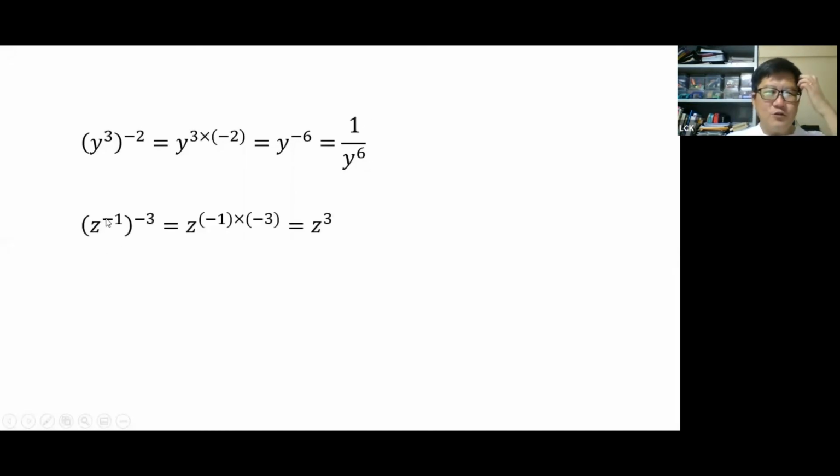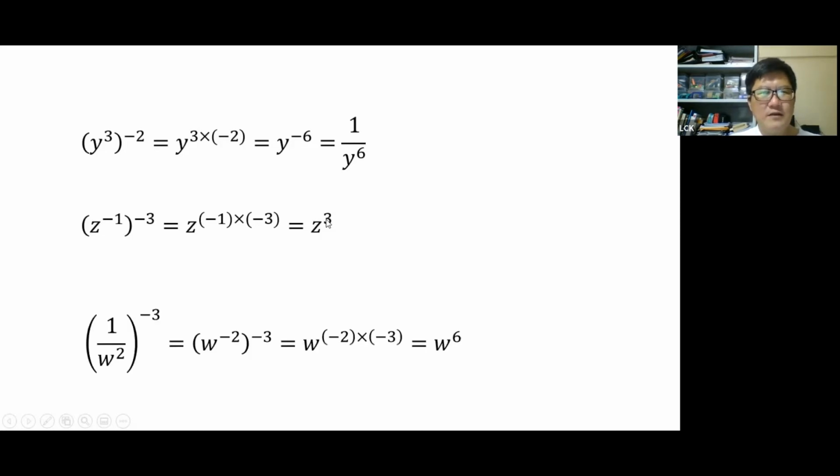Z to the power of minus 1 and the whole thing to the power of minus 3. And that's minus 1 times minus 3, and that's z to the power of 3. Simple. So you can see how fast this is. Now 1 over w squared and the whole thing to the power of minus 3. And 1 over w squared is w to the power of minus 2. Make this switch and you will see that immediately it's so easy. It's just minus 2 times minus 3, you get w to the power of 6.